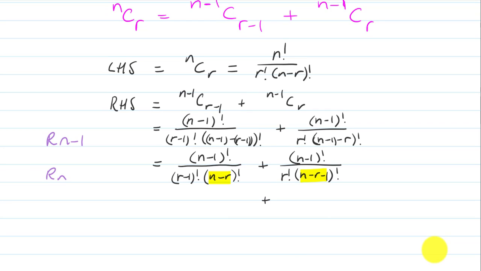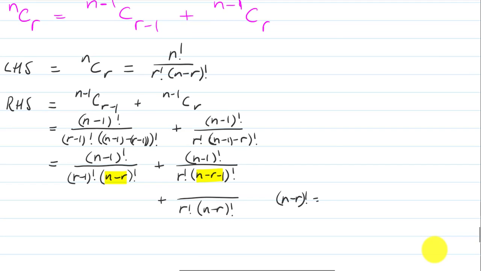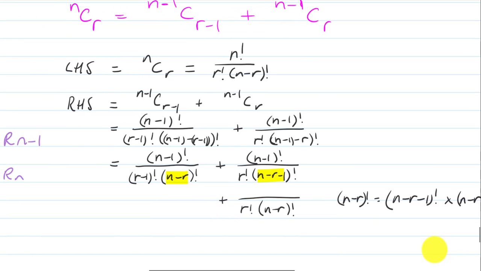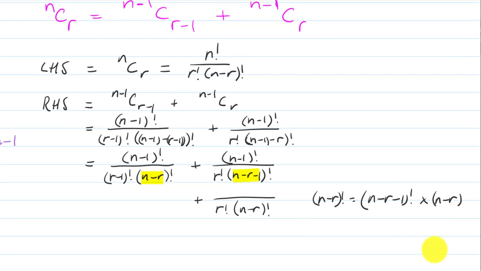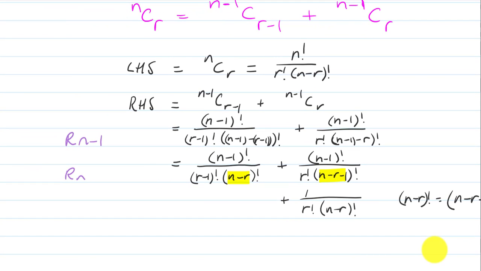But basically, once I realize that (n-r-1)! is 1 less, well, I can multiply it by n minus r, top and bottom, and I can increase that factorial. So here's my little recognition. (n-r)! is equal to (n-r-1)! times (n-r). But I have to do the same with the top as I've done with the bottom. So on top, I'll get (n-1)! times (n-r).